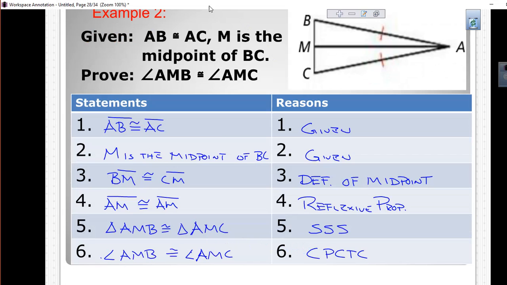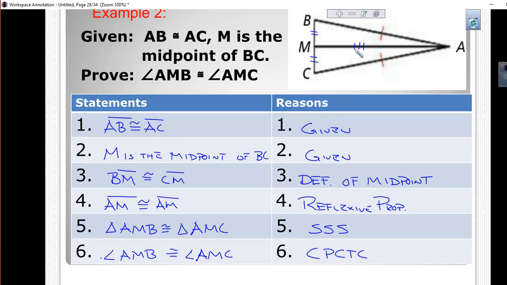All right, so let's look here. We've got our given statements, AB congruent to AC, which is marked for us, and M is the midpoint of BC. Because it's a midpoint, it's going to break the segment into two congruent halves. So we mark our halves here. The length of BM is congruent to CM because M is the midpoint, halfway through. That reason is definition of midpoint. Then we have to recognize that the segment AM is congruent to itself by the reflexive property.